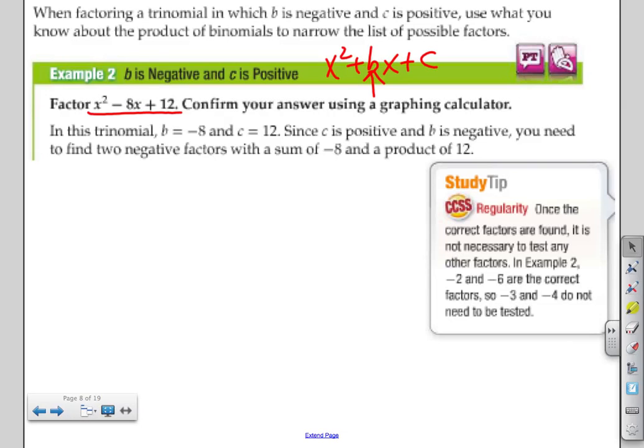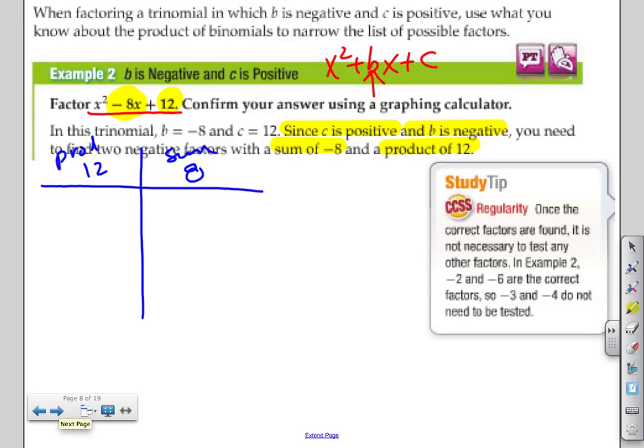Okay, since c is positive and b is negative, right? You need to find two integers with a sum of -8 and a product of 12. Let's do our product first. Keep it consistent. Product of 12, sum of -8, all right?